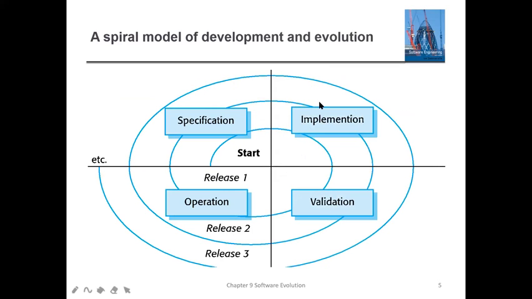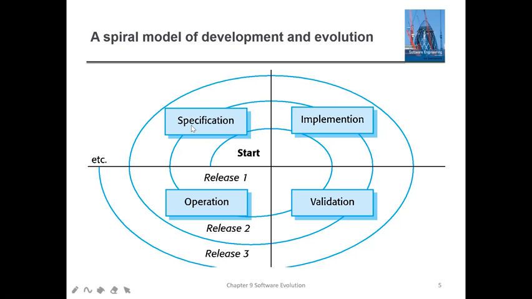You can see here one spiral model, right? So what is this spiral model? We have already gone through this spiral model in the first classes. Now let's see once again how the spiral model is helpful for us in developing and evolving software. If I consider release one, how does the spiral have to work? It has to work like this, right?